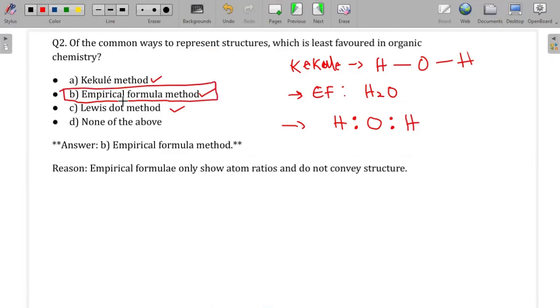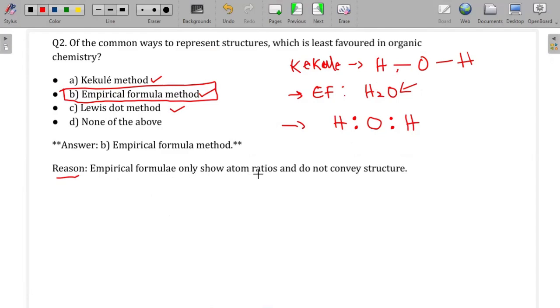Why? Because for bigger molecules, like very big molecules, you won't manage writing the formula in this way. So they usually don't use it. They use the Kekule or simply the Lewis dot method. Okay, so here I've given the reason.